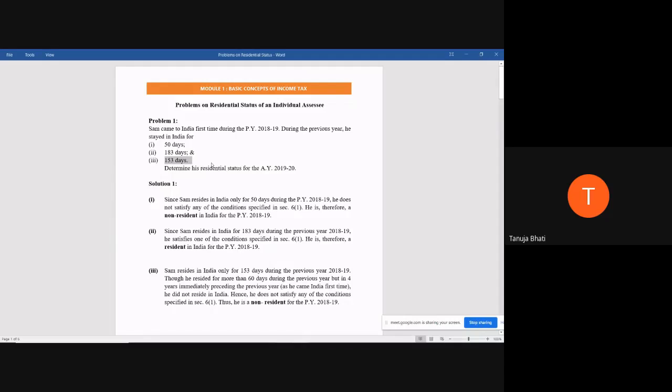153 days. So first thing you all need to see is whether he is satisfying the first basic condition. What is the first basic condition? His stay in India during the previous year should be 182 days or more. Now first basic condition is not satisfied because it is 153 days, which is less than 182 days. So first is not satisfying.